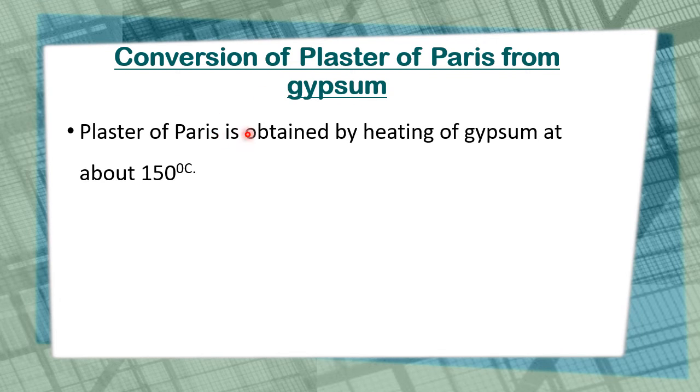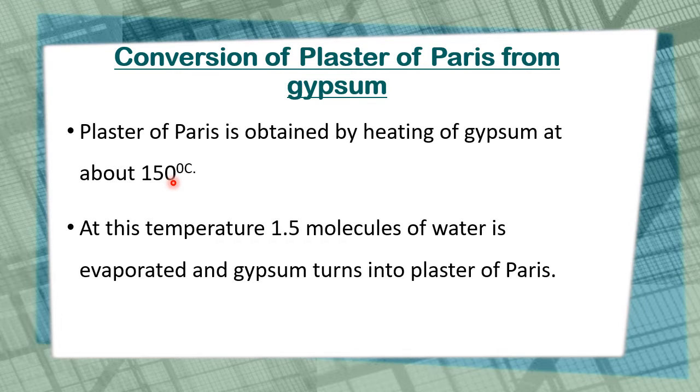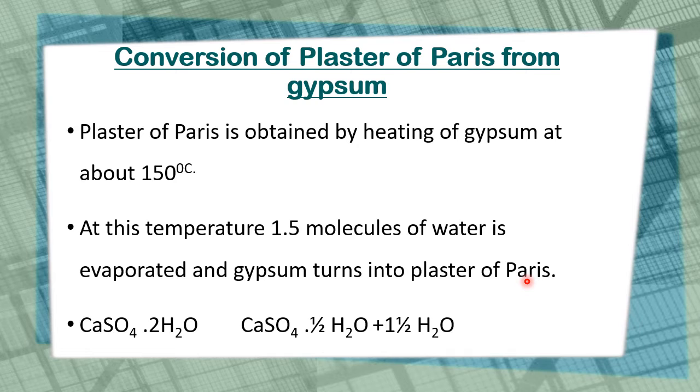Plaster of Paris is obtained by heating gypsum at about 150 degrees centigrade. In chemistry, conditions are very important. At this temperature, 1.5 molecules of water are evaporated or lost and gypsum turns into POP or plaster of Paris. Using an equation, we can represent it like this. This is gypsum, CaSO4 with two water molecules of crystallization. When you heat it, it loses 1.5 molecules and becomes plaster of Paris.